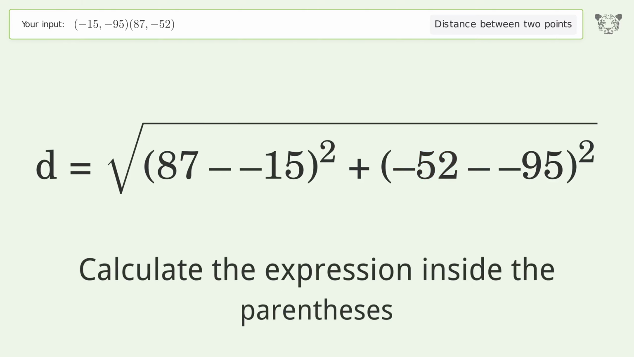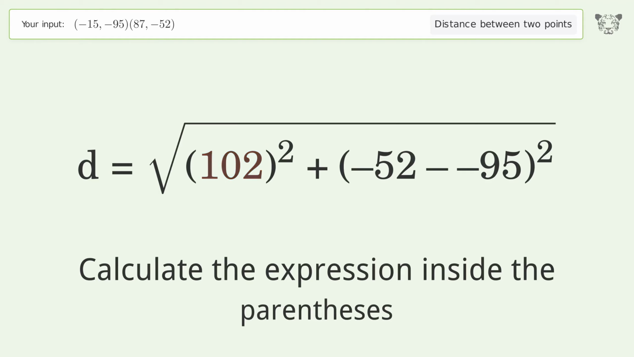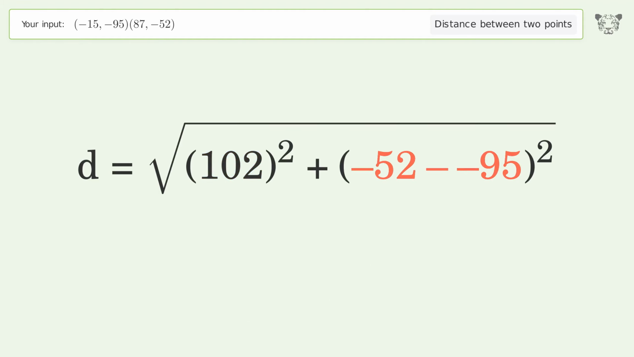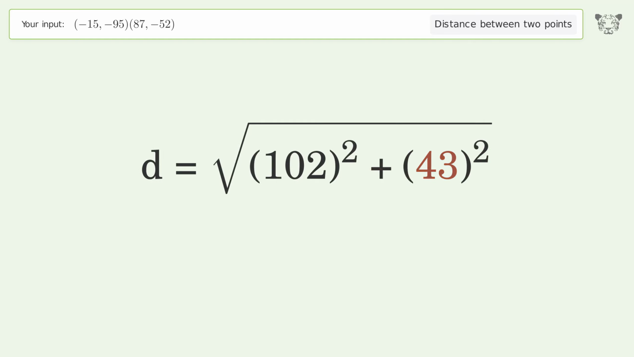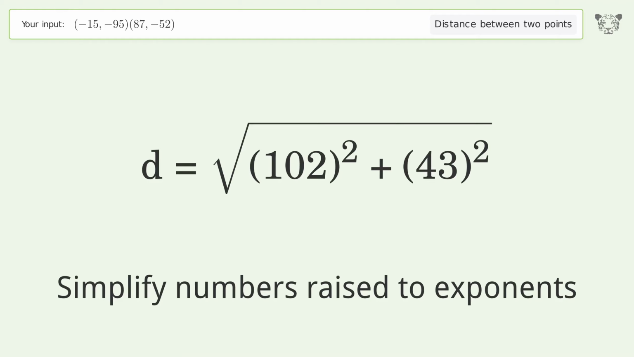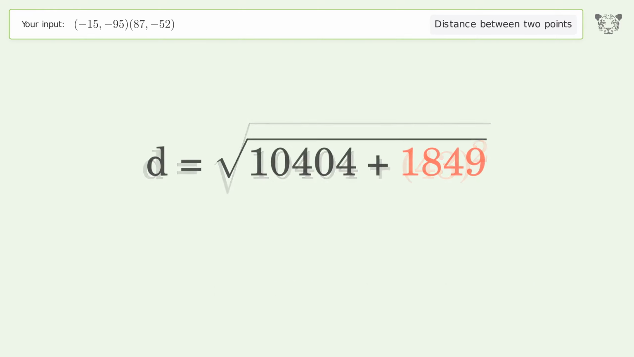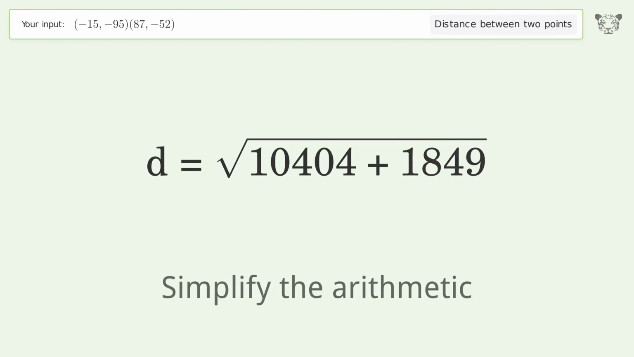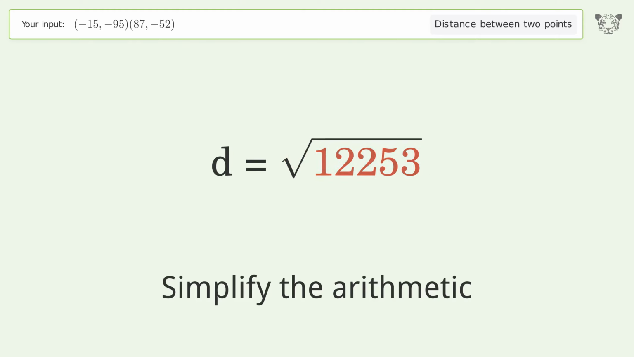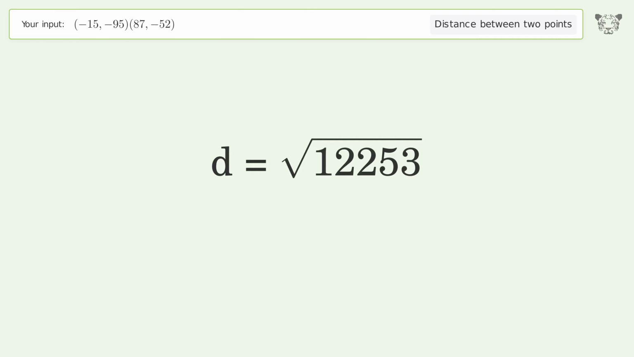Calculate the expression inside the parentheses. Simplify numbers raised to exponents. Simplify the arithmetic. And so the distance between the 2 points is the square root of 12,253, or 110.693.